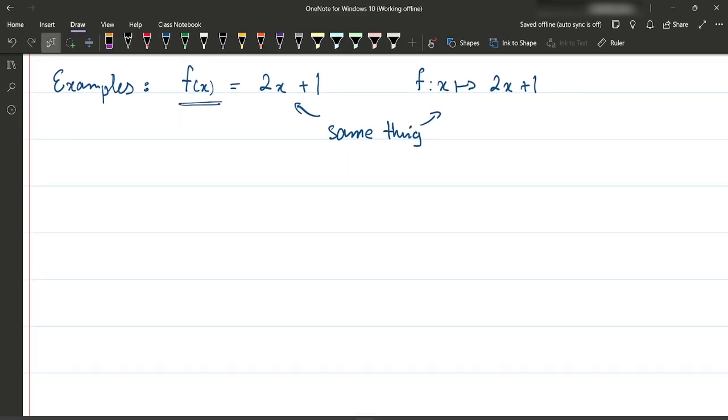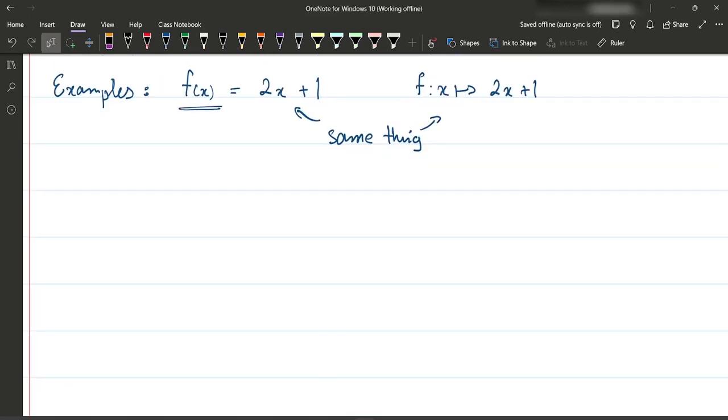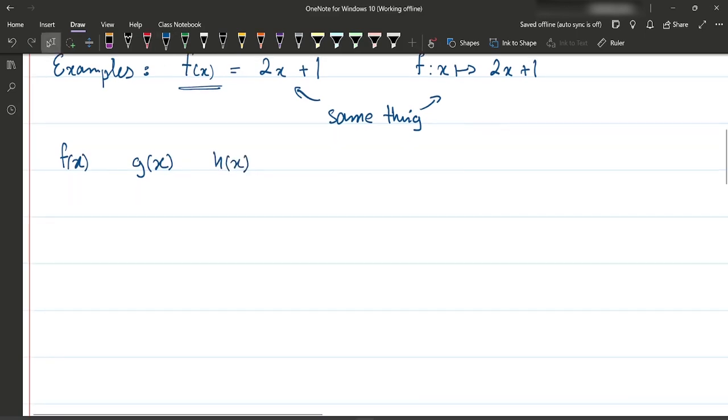Next, we can define a function with f. So we can use f of x. We can use g of x. We can use h of x. We can use any letter we want.